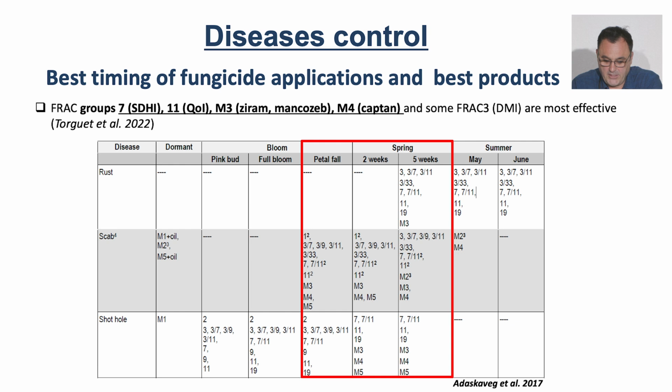This is another picture from Adaskaliotis' IPM recommendation for fungicide timing in almonds. What you see is a range of FRAC groups that are available. If you have good coverage for anything like scab, shot hole or eventually rust at these three timings, petal fall, two weeks and five weeks, specifically with products within FRAC group 7, 11, M3 (mancozeb), and M4 (captan). These were some of the products that worked the best from work in Spain, and eventually some chemistry from the FRAC 3 group. Okay, so three timings here are critical, and a list of FRAC group products that are important.